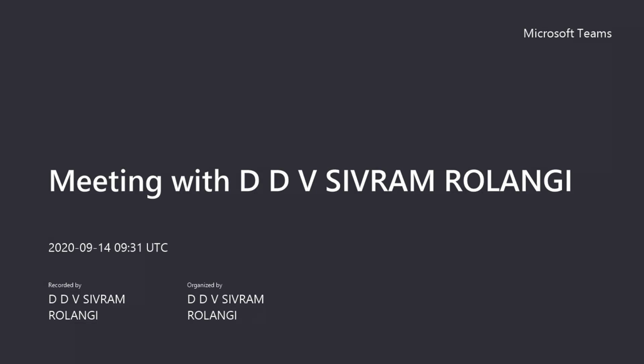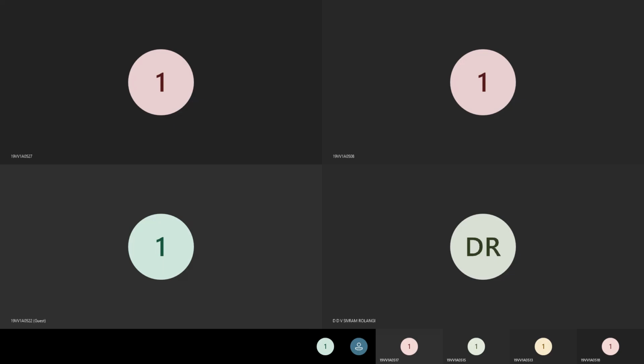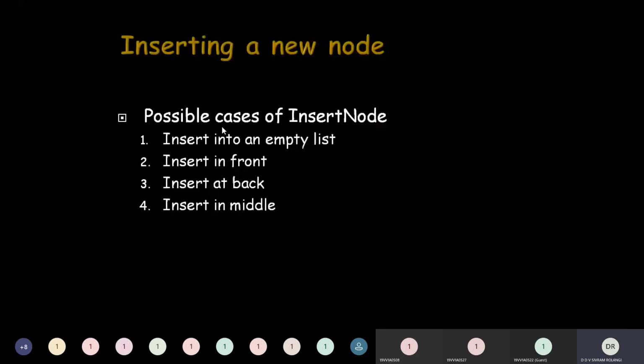Insert the element. So there are 4 possible cases of insert node, as I told you earlier. Insert into an empty list, which is pretty easy. Insert in front, at the 0th index. Insert at back, after the last node, or insert in the middle.